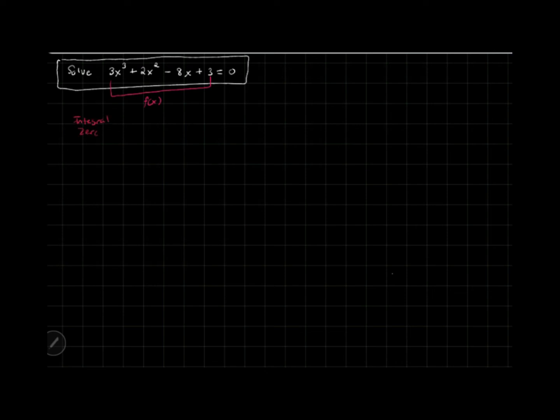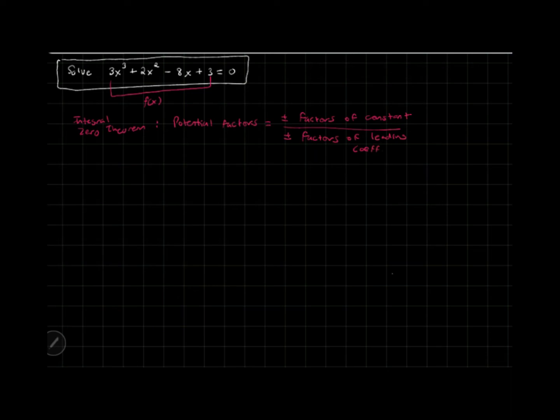So using the integral zero theorem, we want to postulate potential factors, right? So if we're looking at potential factors that we need to test out using remainder theorem and thereby factor theorem, the potential factors are going to basically be the factors plus minus of the constant divided by plus minus the factors of the leading coefficient.